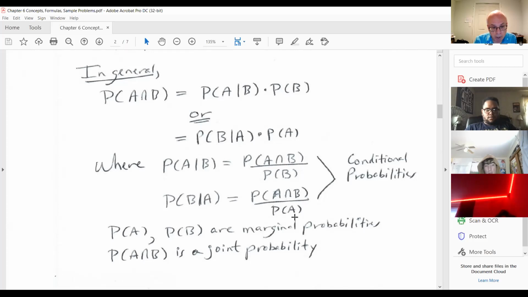Now, the probability of A and the probability of B are called marginal probabilities. They are probabilities that are not based on any other event occurring. And then we call the probability of A and B a joint probability, because the word joint means together, right? So A and B together.